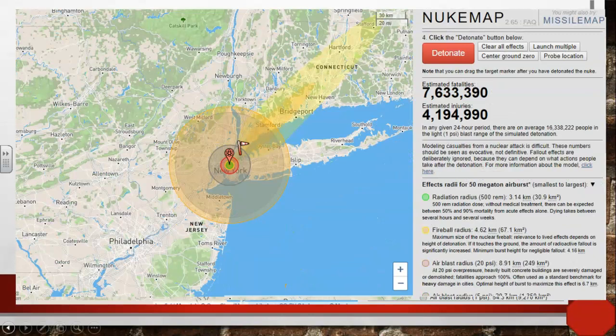Right through here, I've got this same bomb going off over New York City. You can see right through here, 7,633,000 are going to be killed, which is over half the population of New York City, with an additional 4 million injured. So roughly everyone in New York is either going to be killed or injured. You can see that radiation wave covering up through Connecticut into the state of Massachusetts, causing a ton of different problems.